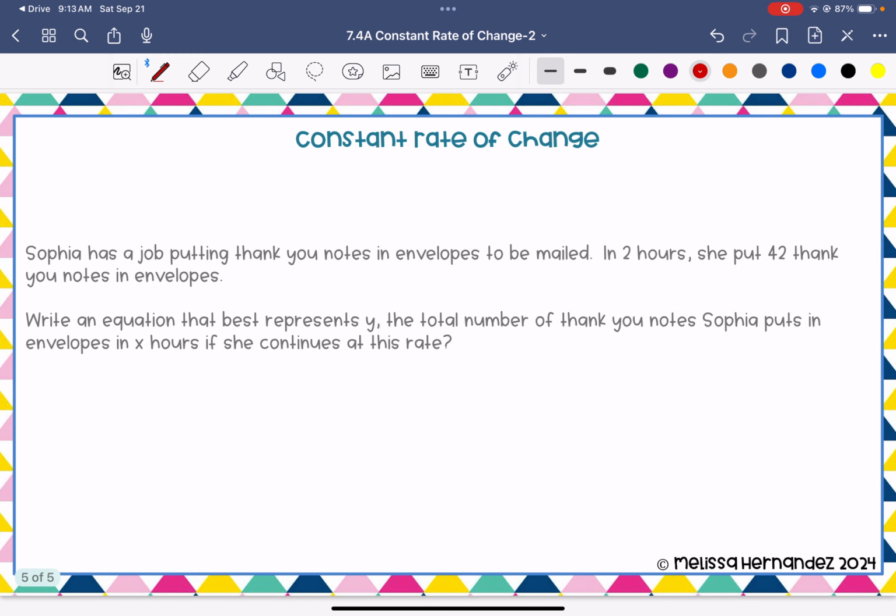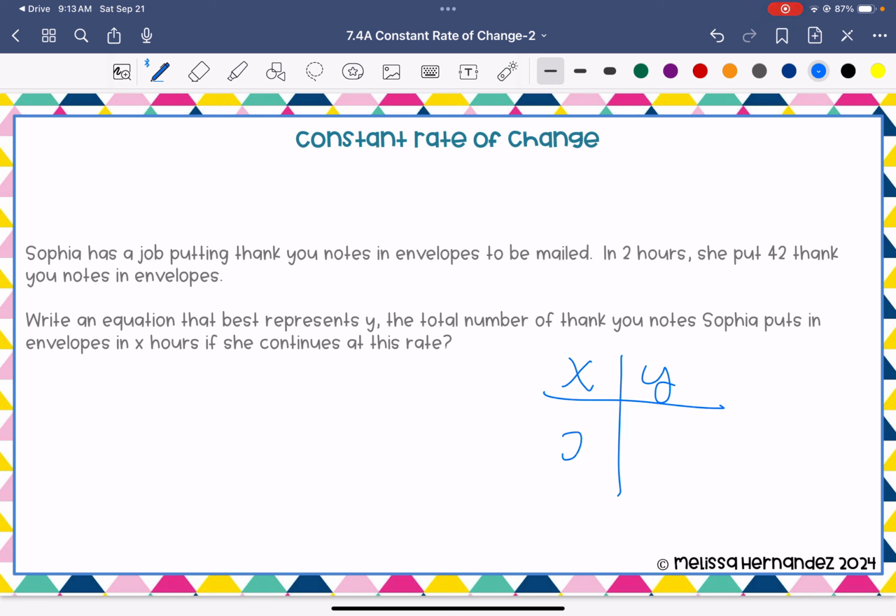All right, let's go to our word problem. Sophia has a job putting thank you notes in envelopes to be mailed. In 2 hours, she put 42 thank you notes in envelopes. Write an equation that best represents y, the total number of thank you notes Sophia puts in envelopes, in x hours if she continues at this rate. So what you're doing is you're finding rate. I really suggest creating your table, x and y.